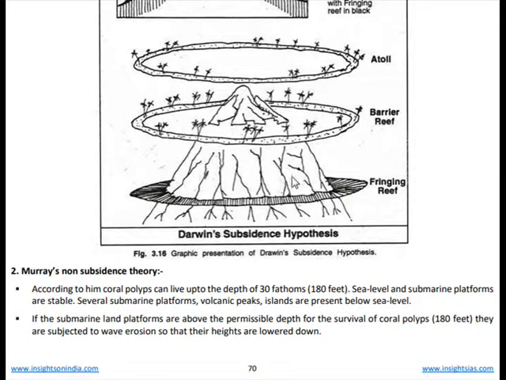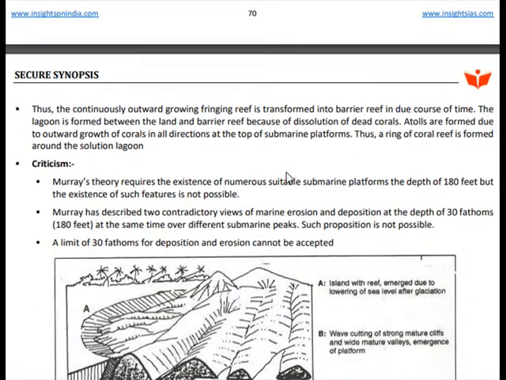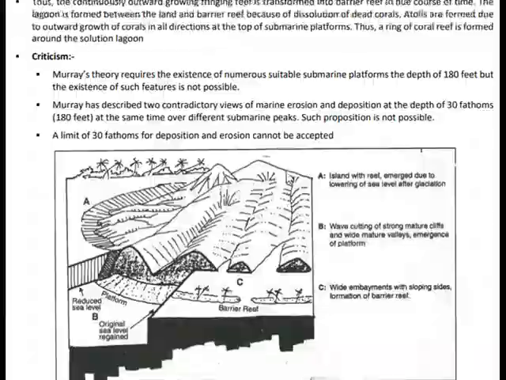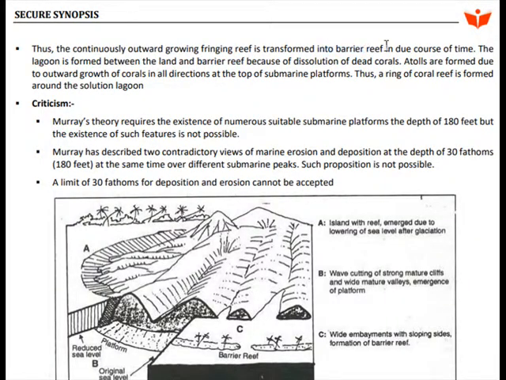Several submarine platforms, volcanic peaks and islands are present below sea level. If the submarine land platforms are above the permissible depth for the survival of coral polyps, 180 feet, they are subjected to wave erosion so that their heights are lowered down. Thus, the continuously outward growing fringing reef is transformed into a barrier reef in due course of time. The lagoon is formed between the land and barrier reef because of dissolution of dead corals. Atolls are formed due to outward growth of corals in all directions at the top of submarine platforms. Thus, a ring of coral reef is formed around the solution lagoon.